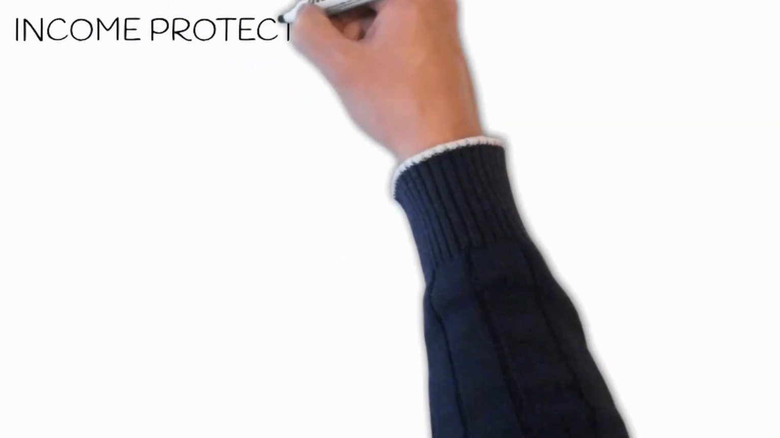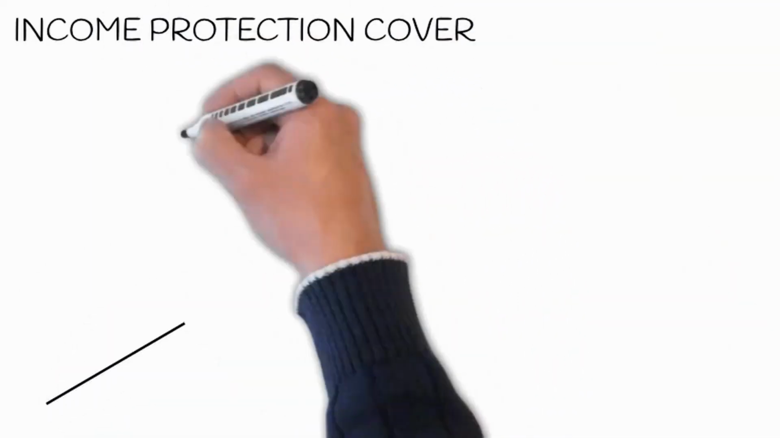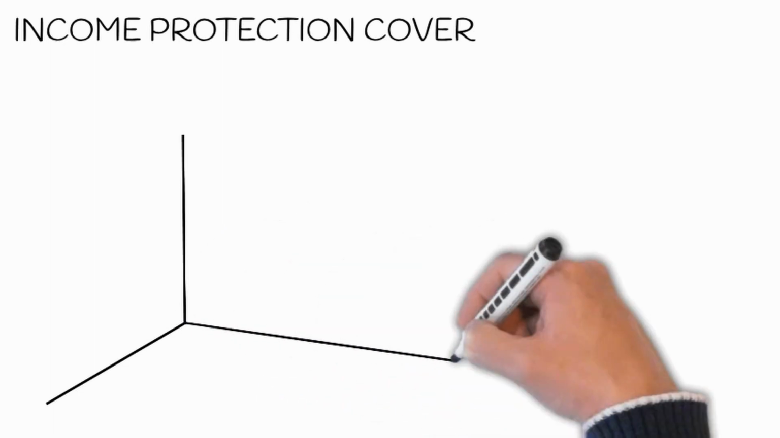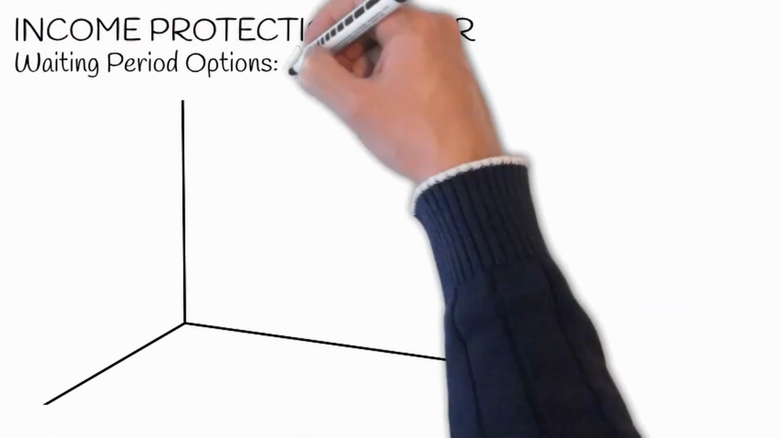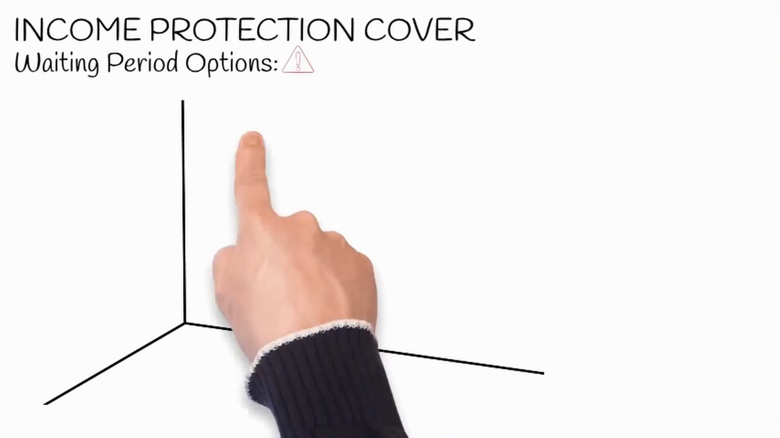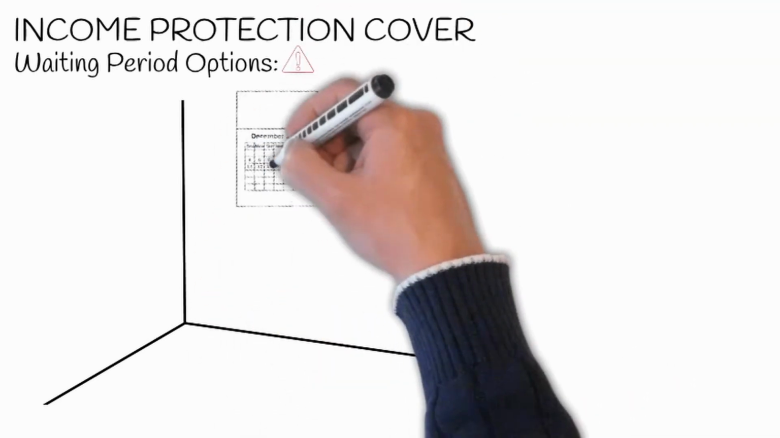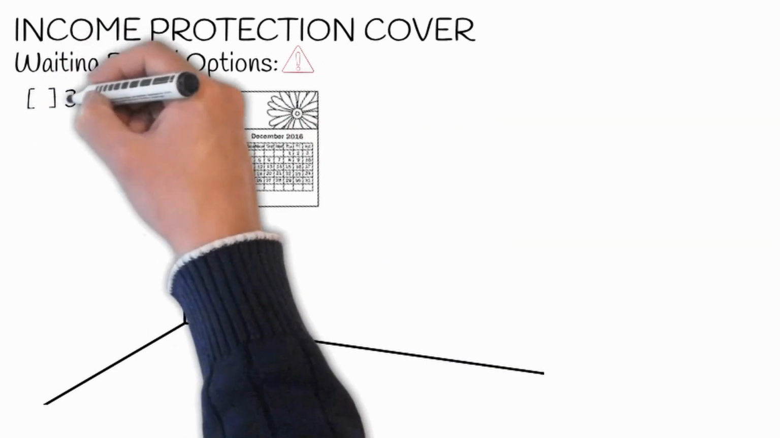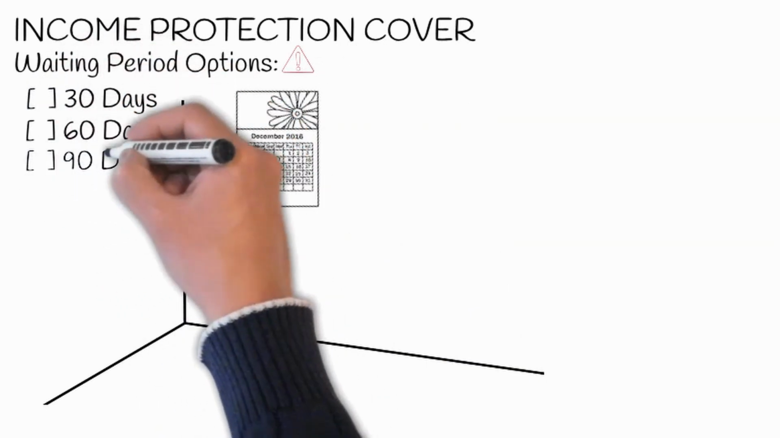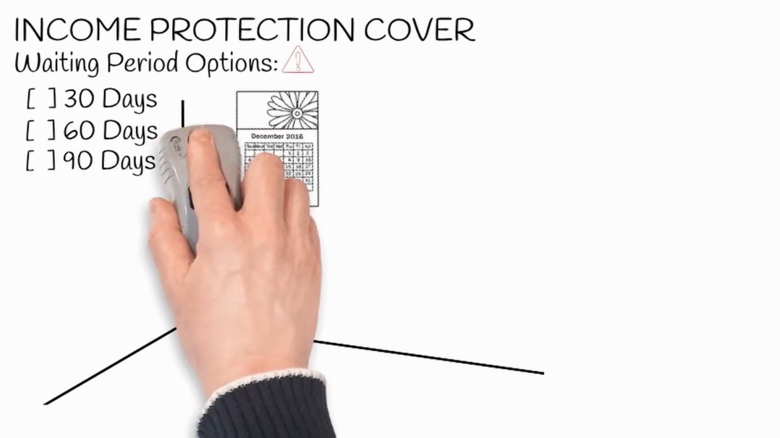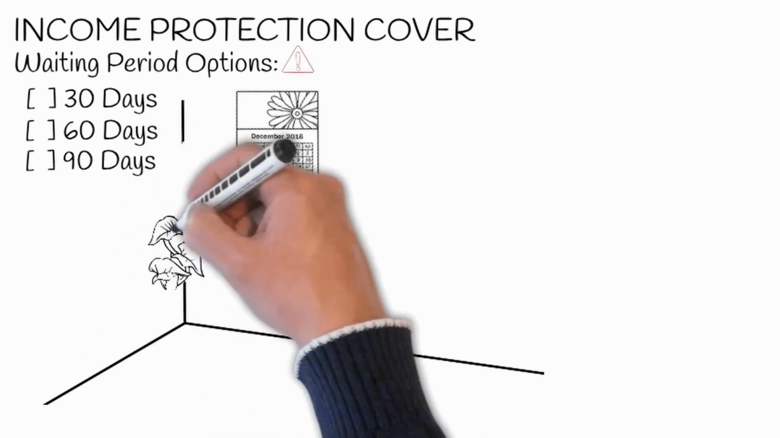Another option is to review your income protection cover. Some funds offer different waiting period options. The shorter the waiting period, the more expensive your premiums will be. If you have a lot of accrued sick leave, then you might want to consider a longer waiting period to reduce the cost of your insurance cover, because while you are temporarily unable to return to work, your sick leave will tide you over until you satisfy the policy's waiting period.